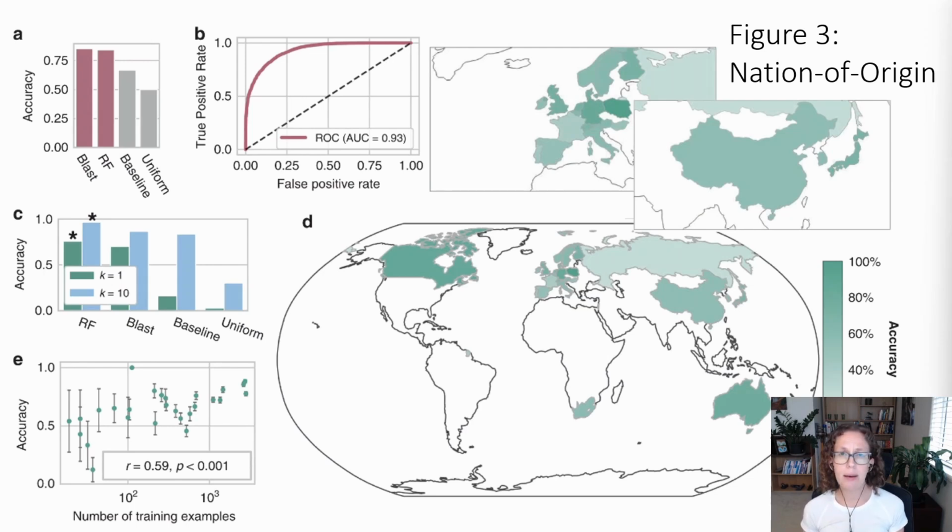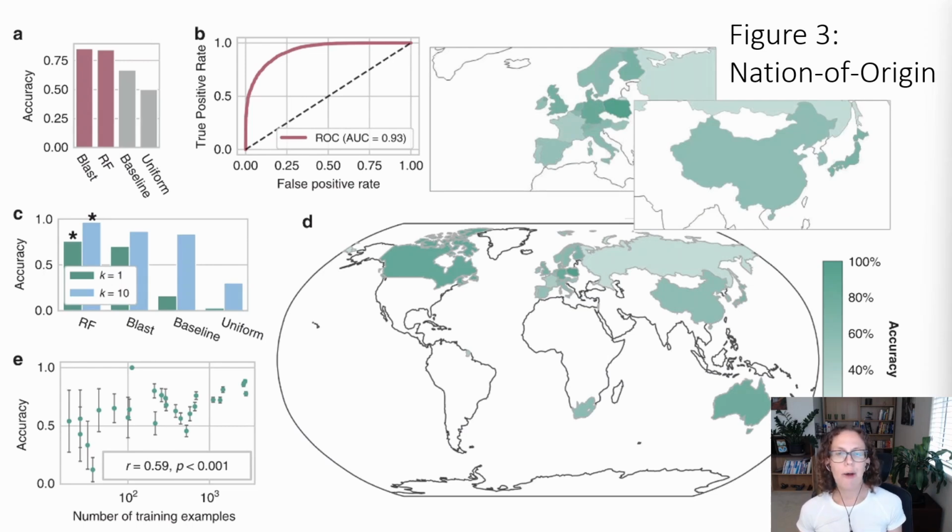And here they're using a much simpler model. They're no longer using a neural network. They're now using a random forest. And so for this problem of domestic versus international, BLAST actually does slightly better than their random forest, although they're quite similar, and that's what figure 3A is showing, and then 3B is just the area under the curve for their model.